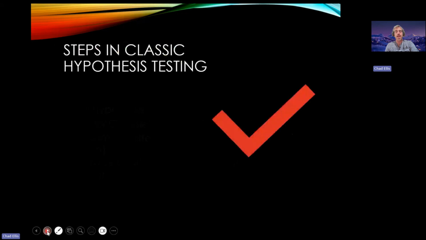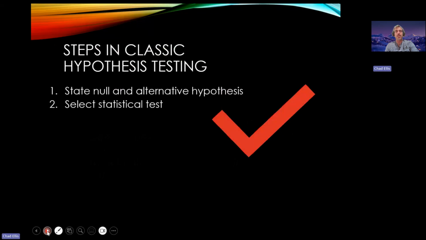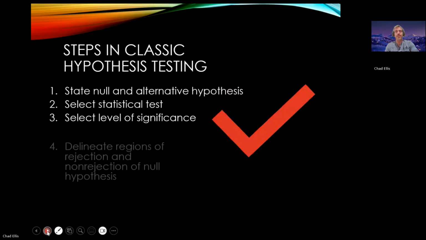So here are the 6 steps that we're going to be using to carry out a classical hypothesis test. First one is going to be formulating our null and alternative hypotheses. So we're going to go over what our null and alternative hypotheses are. Once we've done that, we're going to select the appropriate stat test that we're actually going to use. We're going to select our level of significance. Remember, level of significance is the probability that our test will give us the wrong answer.